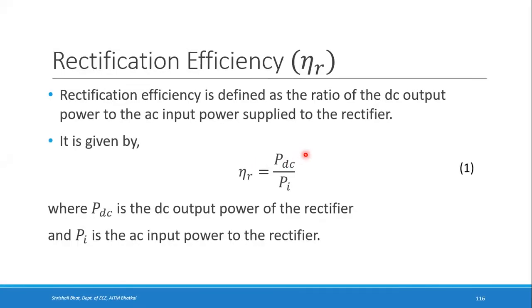So output power is PDC. You can write output power as PDC, and input power as PI, which is AC input power. This gives the equation for rectification efficiency. The symbol is called eta R, where R stands for rectification. It is output power divided by input power. Your output is DC power, so you write it PDC, and input is AC power, so you write it PI.